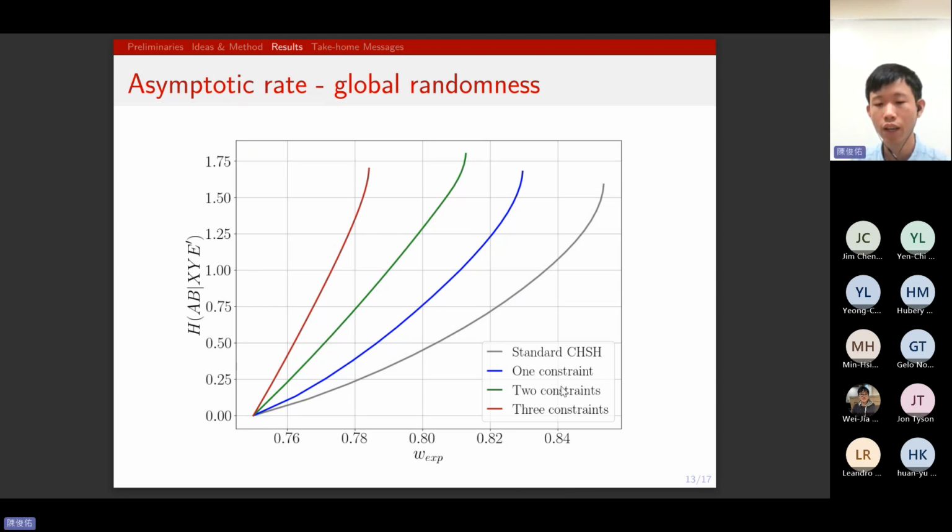The gray line represents the standard CHSH, so you can see it's below all the other lines. The blue one is for the case with one zero probability constraint, the green line corresponds to the case with two constraints, and the red line is for the case with three constraints. So roughly speaking, the line with more constraints is above the line with fewer or even no constraints.